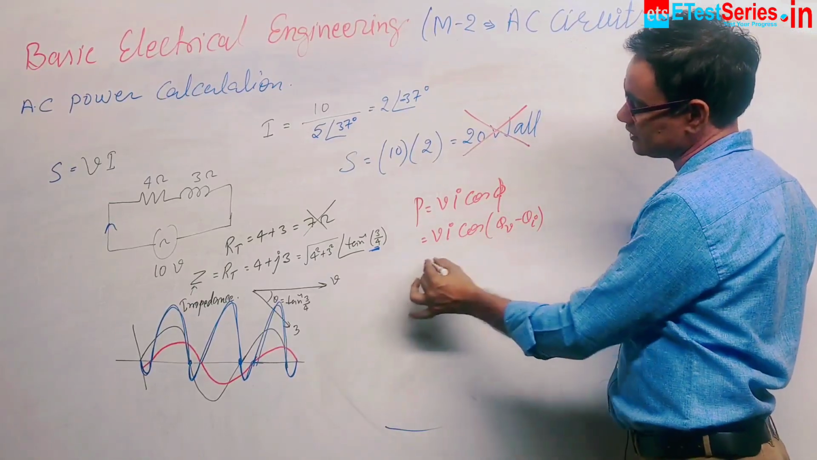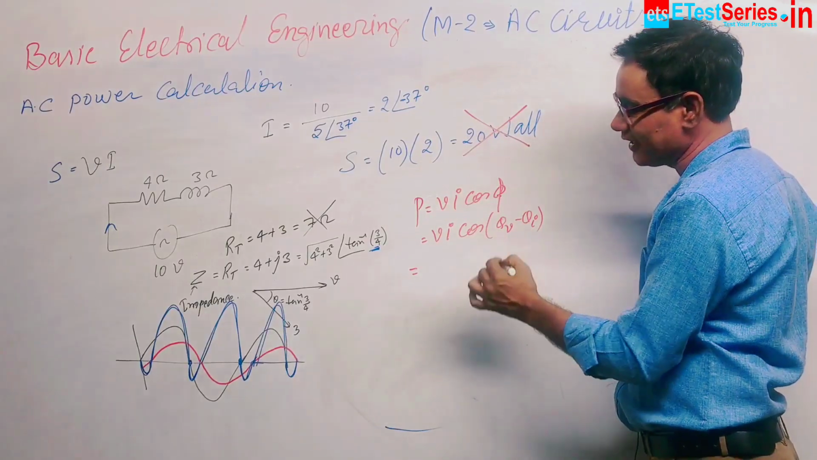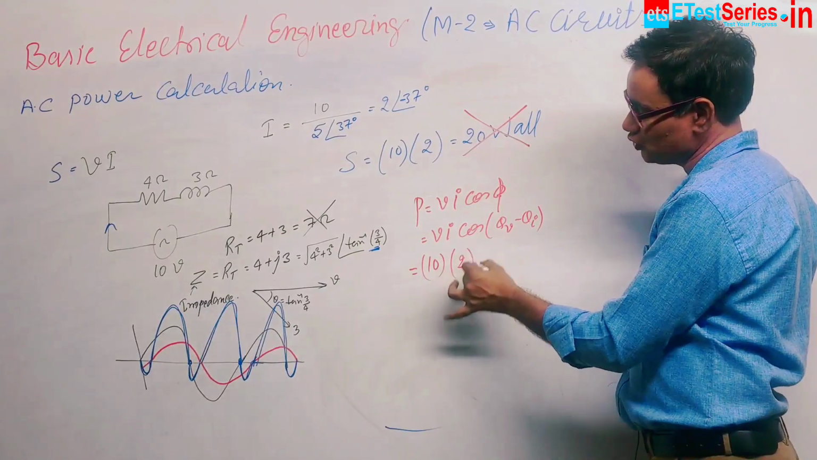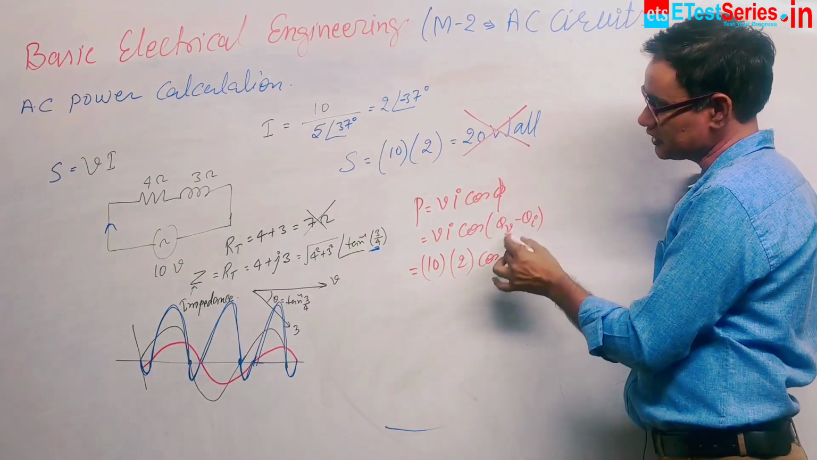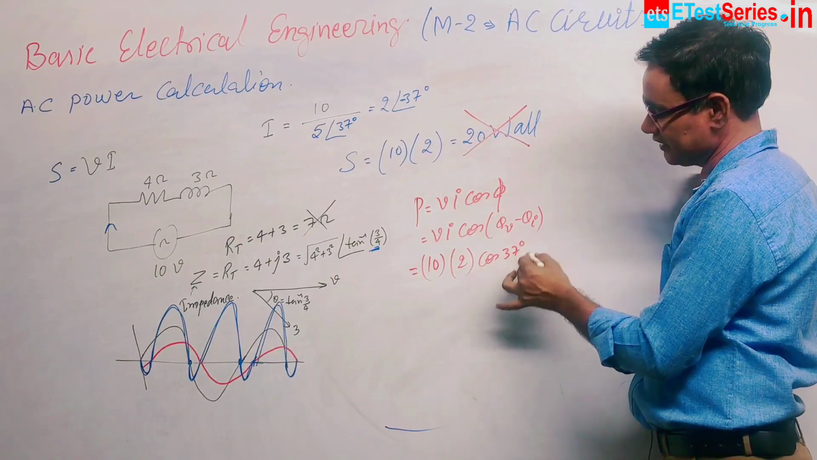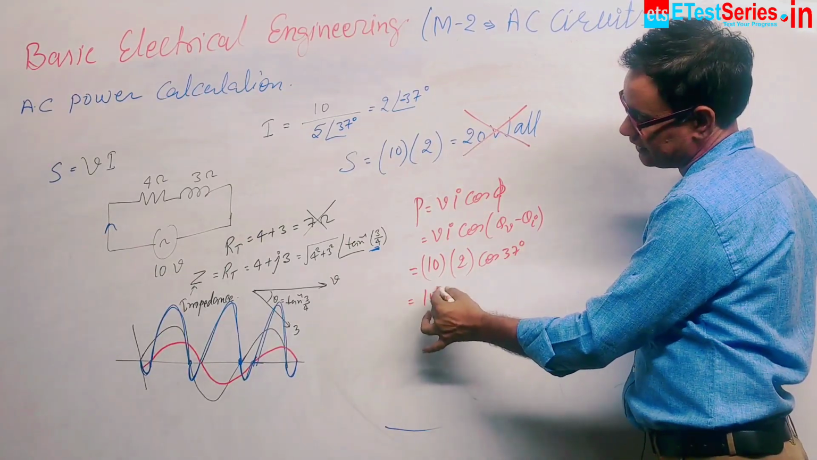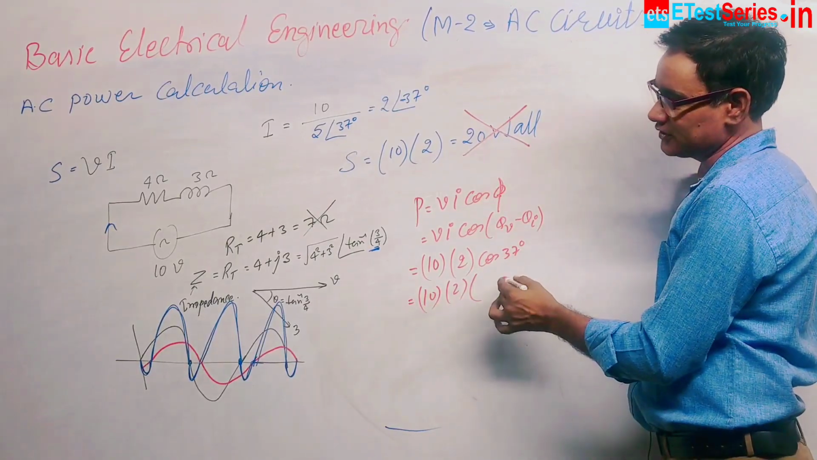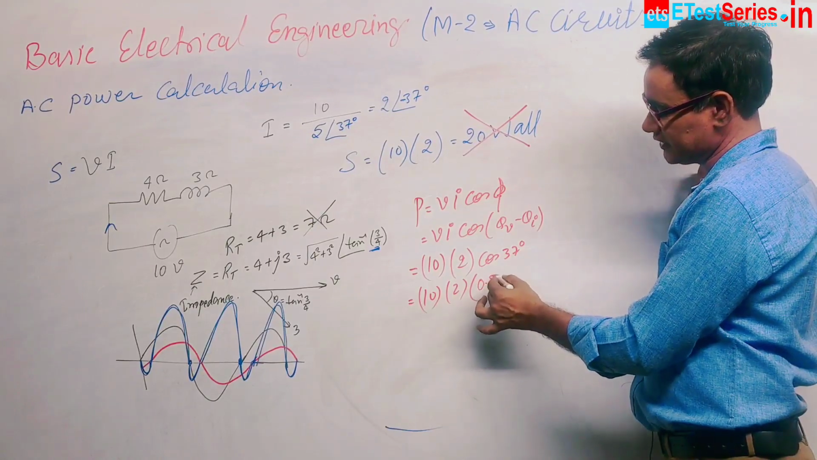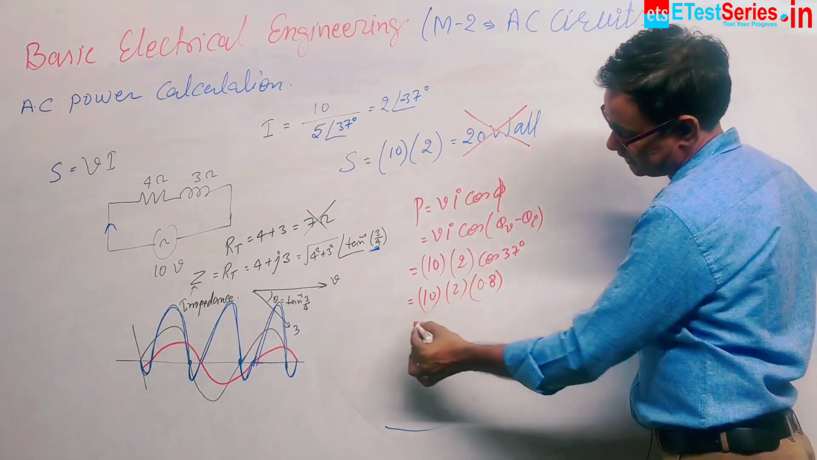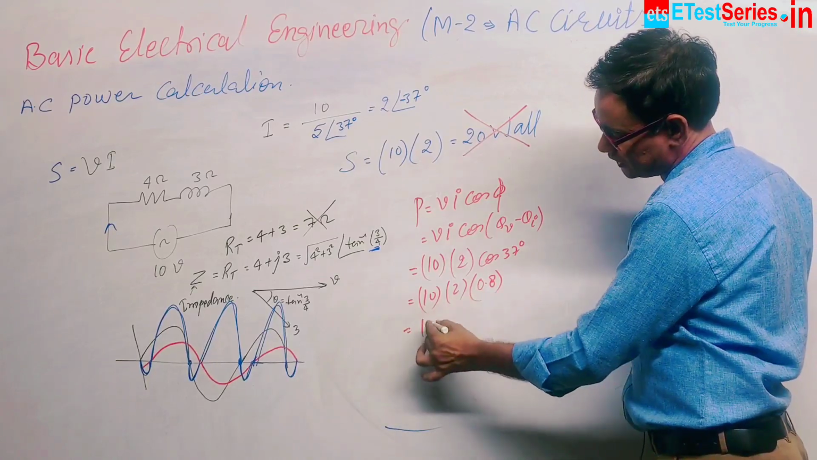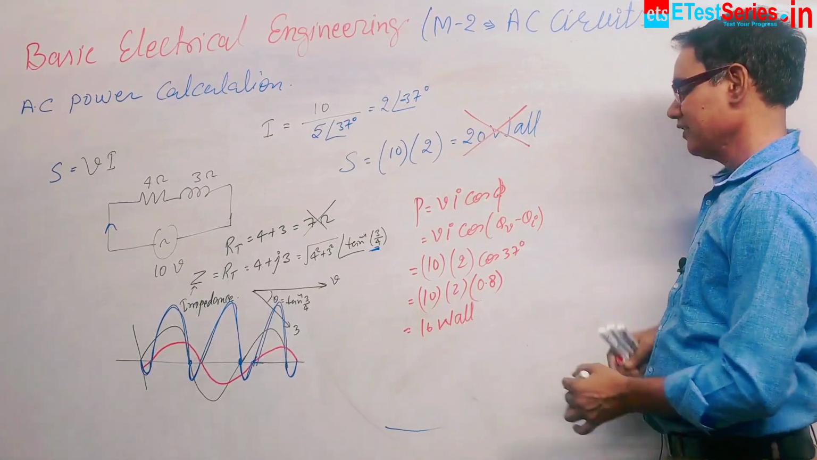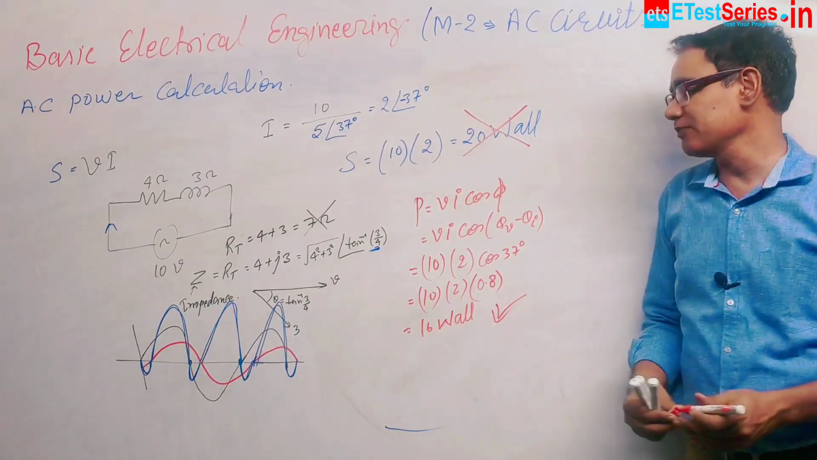Here the voltage is 10, the current is 2, and this angle is 37 degrees. So what is the value of cos 37 degrees? This value comes out as 0.8. So this is 10 into 2 into 0.8, that is 16 watt, not 20 watt. This is the value, 16 watt. So this is the right answer to calculate the power.